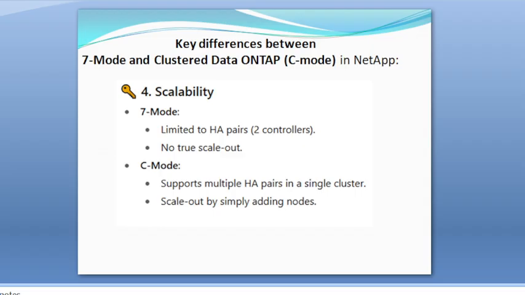If there is a NAS environment, then you can have 24 nodes and 12 HA pairs. If you have a SAN environment, you can have 12 nodes and 6 HA pairs. If you have unified storage, SAN and NAS, then also you can use 12 nodes and 6 HA pairs.